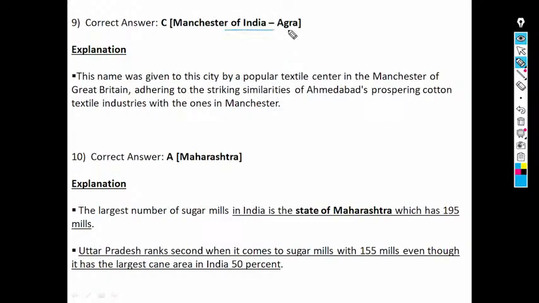Manchester of India, Agra, is not correctly matched because the name was given to a city, Ahmedabad, for being a popular textile center like Manchester of Great Britain. Manchester actually is a popular textile center of Great Britain. That is adhering to the striking similarities of Ahmedabad's prospering cotton textile industry with the one in Manchester particularly.